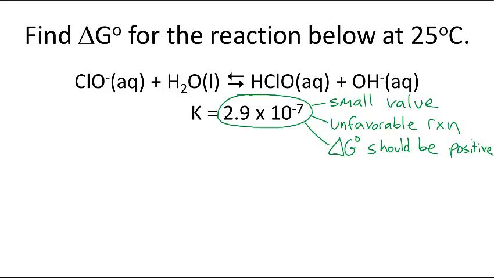Delta G naught in this case does not mean delta G of formation. Delta G of formation is a different thing. Delta G of formation is the delta G if you formed a certain compound from the elements it comes from in their standard states. Delta G here is the change in Gibbs free energy for this reaction. So the question is, why do we use the naught here? This just implies at standard conditions.